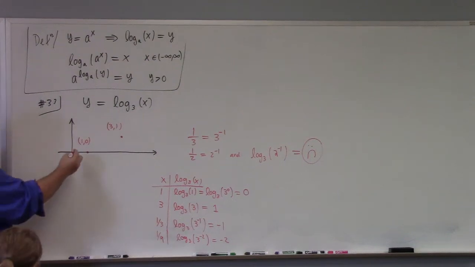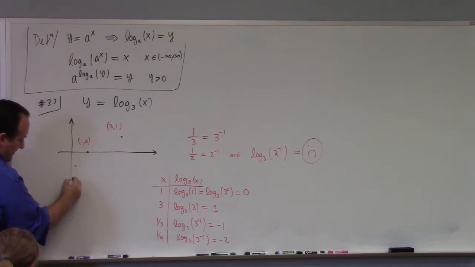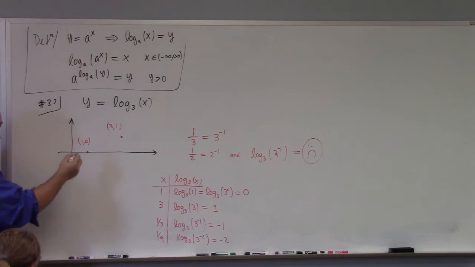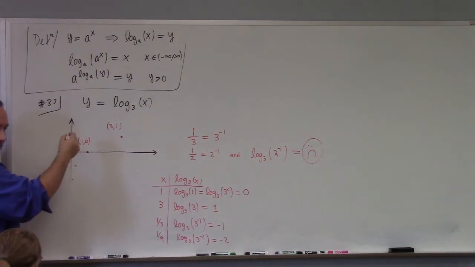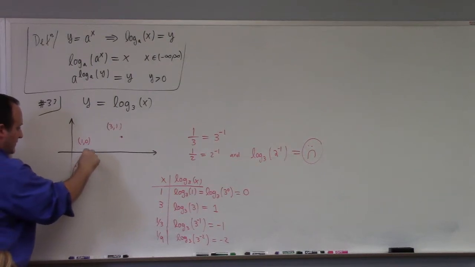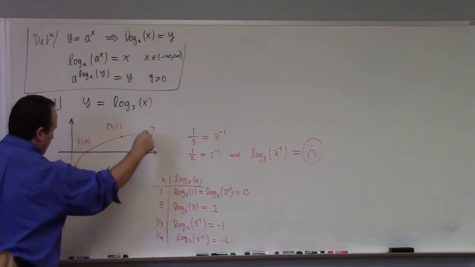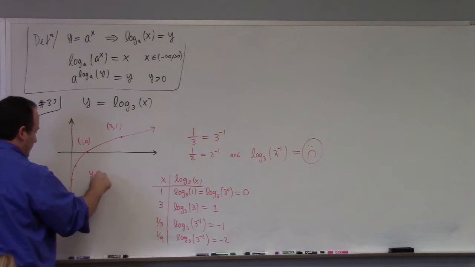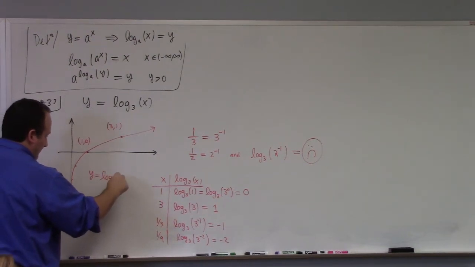So by the time I get to 1/9, I'm down to minus 2. And this just gets worse as you go closer and closer to 0. It gets more and more negative. So the graph of log base 3 looks something like that. Y equals log base 3 of x.